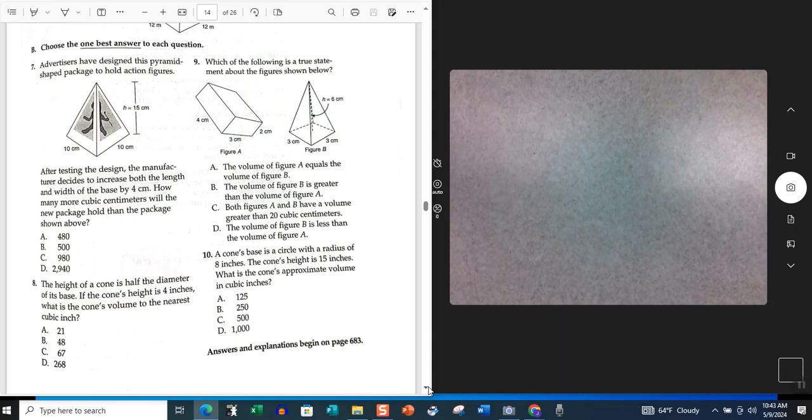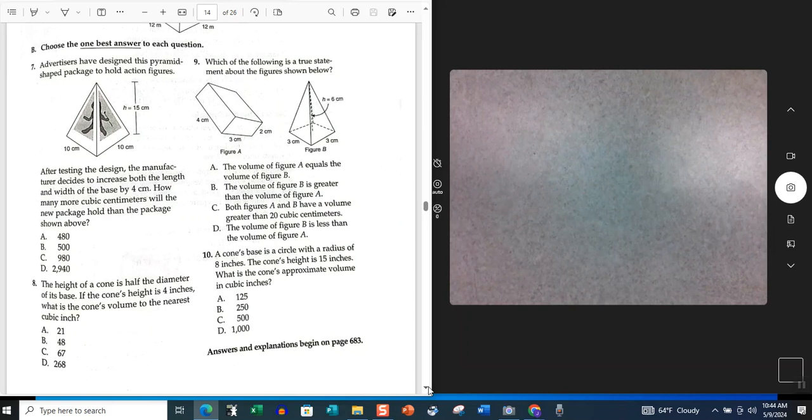Now, as you see, we have this pyramid shape. After testing the design, the manufacturer decides to increase both the length and width of the base by 4 centimeters. How many more cubic centimeters will the new package hold than the package shown above? All right.